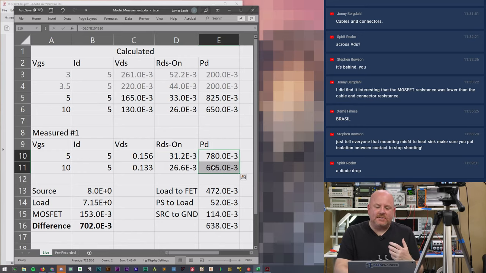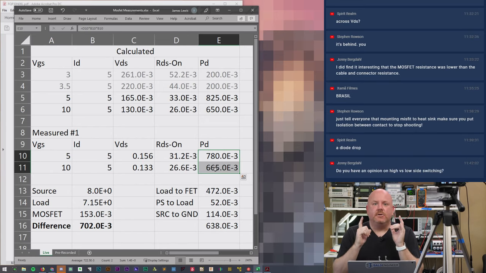And once this gets over 1 watt, that's when I start to worry about whether or not I need a heat sink. Below 1 watt in a TO220, that's usually okay. And as Stephen points out, you should always be careful when attaching a heatsink to a MOSFET or to a TO220 package, because you need to isolate the heatsink electrically from the MOSFET.